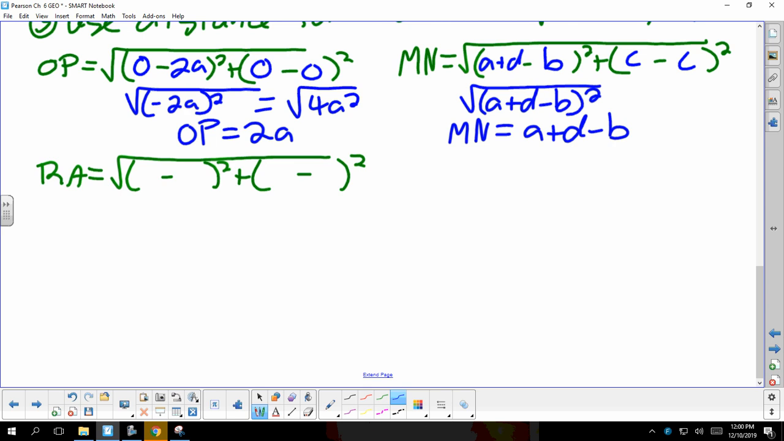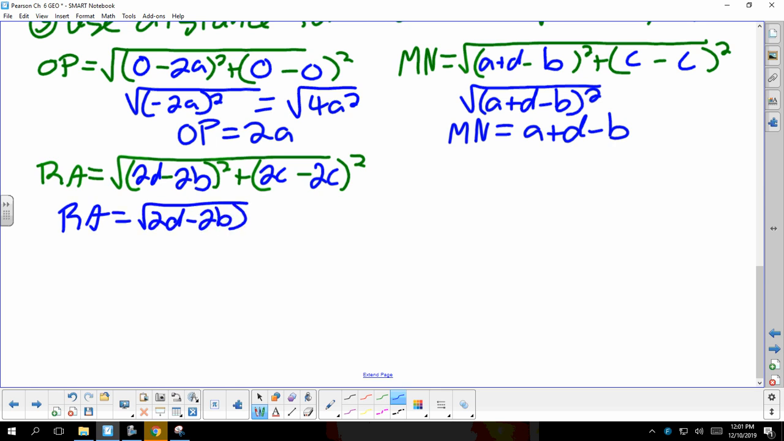And then, all right, let's put our x's together: 2D and 2C, 2B and 2C. So we have 0 over here again. So RA equals the square root of 2D minus 2B squared. So RA simply equals 2D minus 2B.